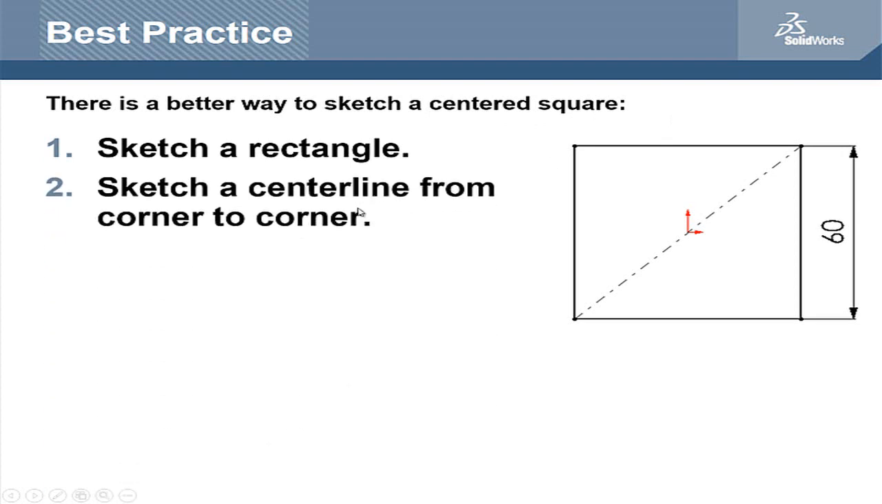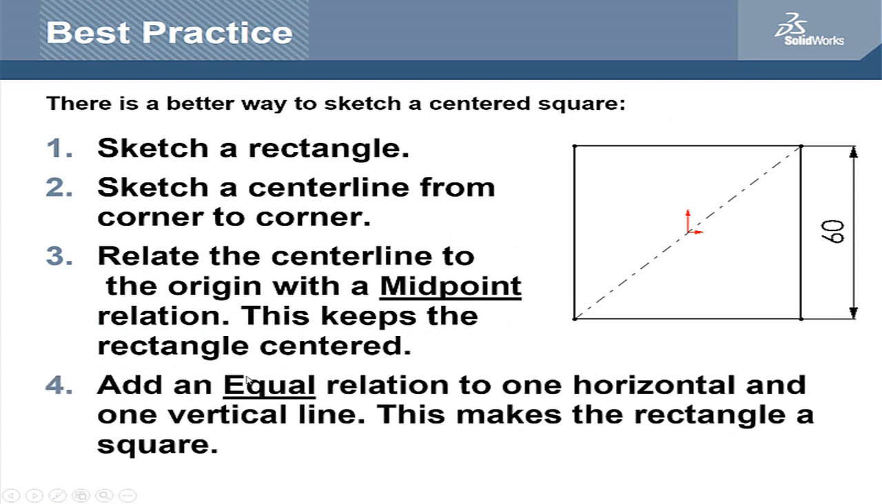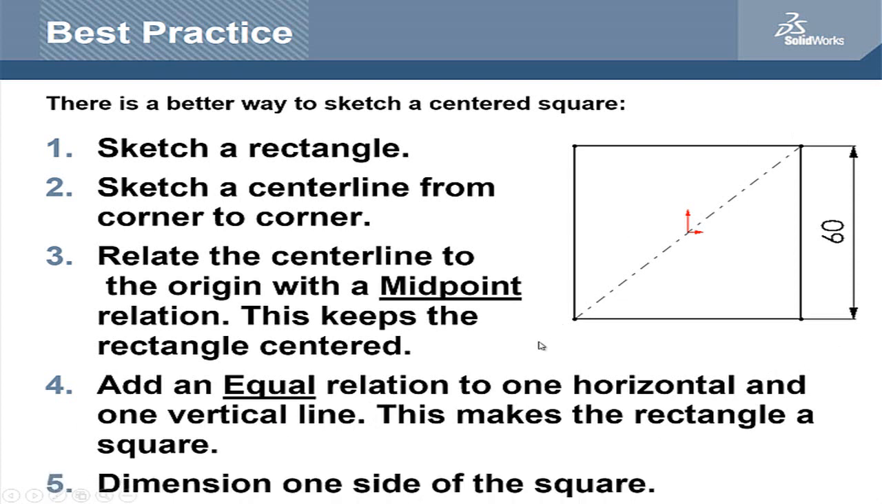Sketch a rectangle, select a center line from corner to corner, and relate the center line to the origin with a midpoint relation. This keeps the rectangle centered. Add an equal relation to one horizontal and one vertical. This makes the rectangle a square. Or you could just go 60-60. Dimension one side of the square.